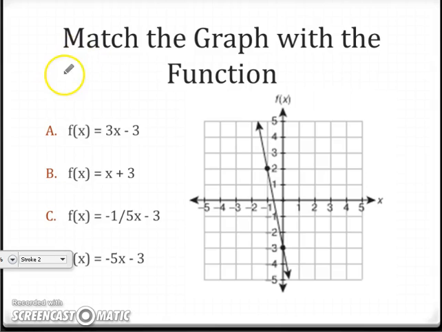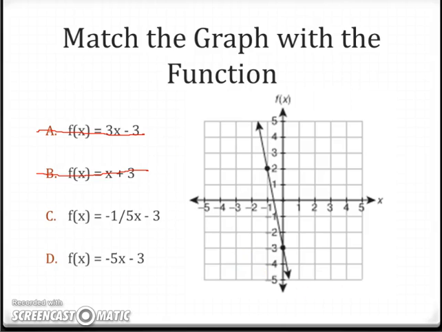One more example with this, match the graph with the function. Right away, I can see that this is a negative slope because it's slanting down to the right. So I know that any of these where the slope is positive are not going to be the answer. So A is a positive slope. It can't be that one because my graph clearly has a negative slope. Looking at B, also a positive slope. So I know that it cannot be that one.